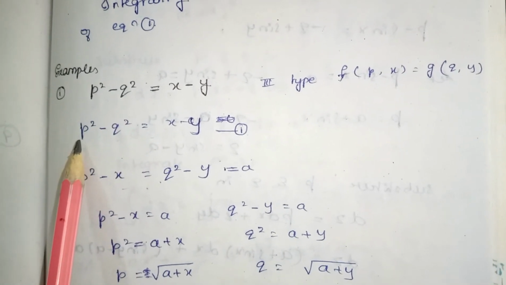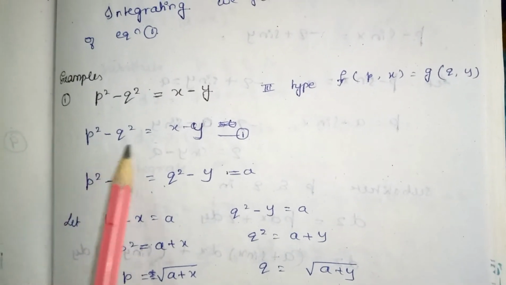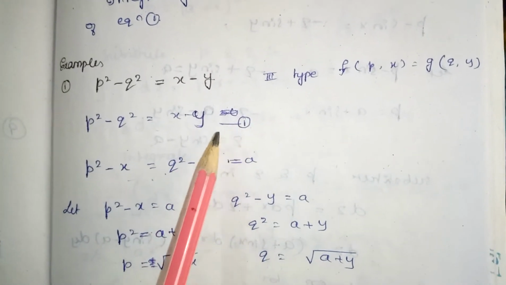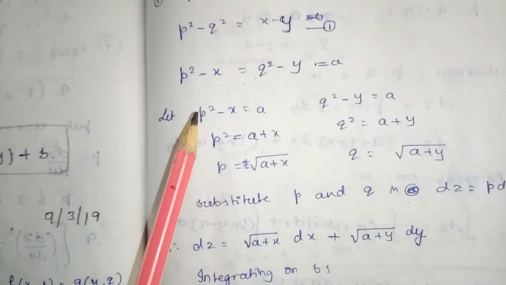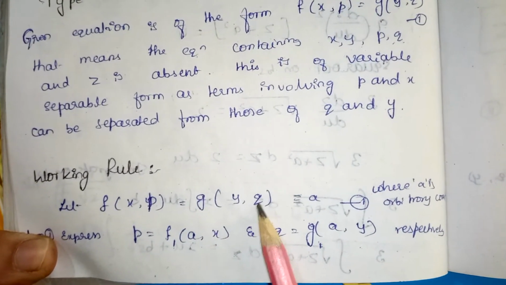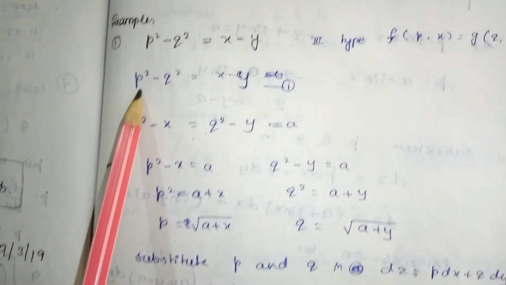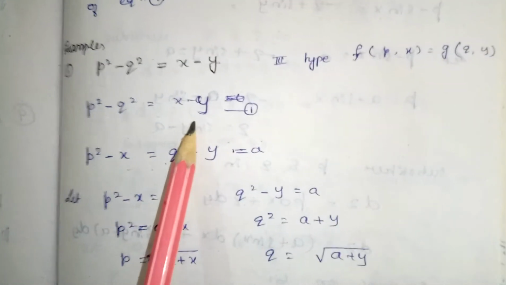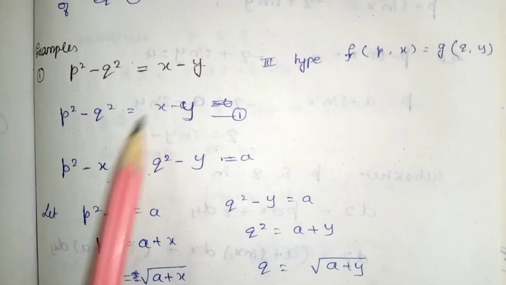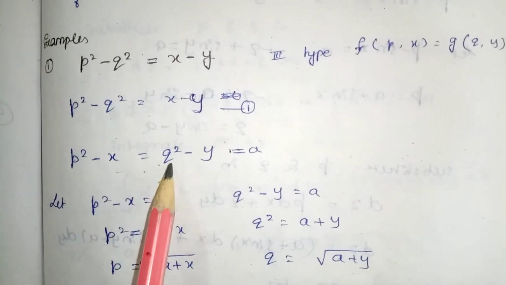First write the given equation p square minus q square is equal to x minus y. Take it as equation 1. You know what is the form of the type 3. Type 3 is f of x comma p is equal to g of y comma q, but here both p and q, x and y are mixed. Therefore first you convert to the standard type, that is p square minus x is equal to q square minus y.